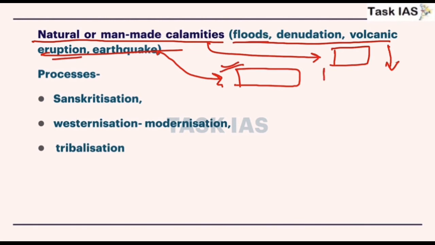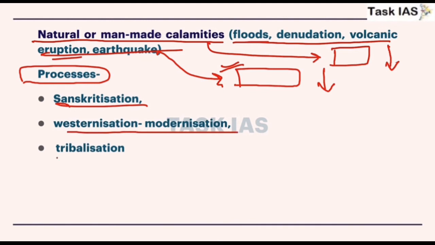So now their social mobility is on the downward side due to the COVID-19 pandemic. Now there are different processes which are given in the syllabus of paper 2, like Sanskritization, Westernization, Modernization, Tribalization. So you can connect their definitions here.